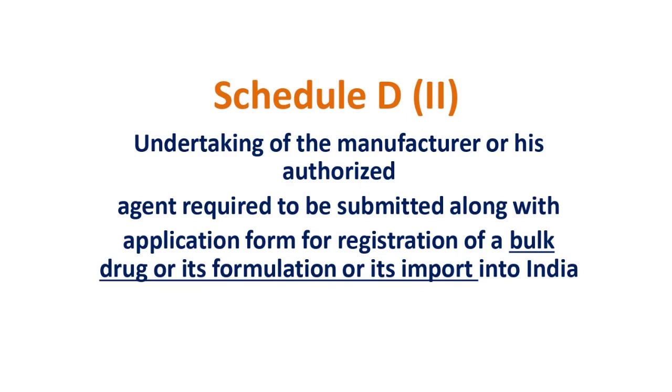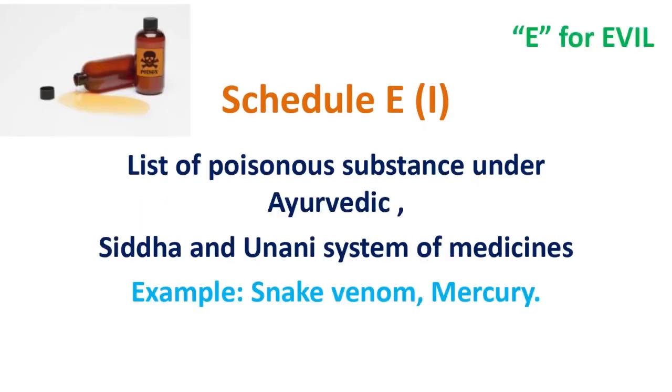So, don't get confused, this is something related to D1 and D2. Schedule E1, it consists of list of poisonous substances under Ayurvedic, Siddha and Unani systems of medicines. Examples, snake venom, mercury, etc. How can you remember it? E for Schedule E is there, no? E for evil. Evil substances are poisonous substances and you remember like this.